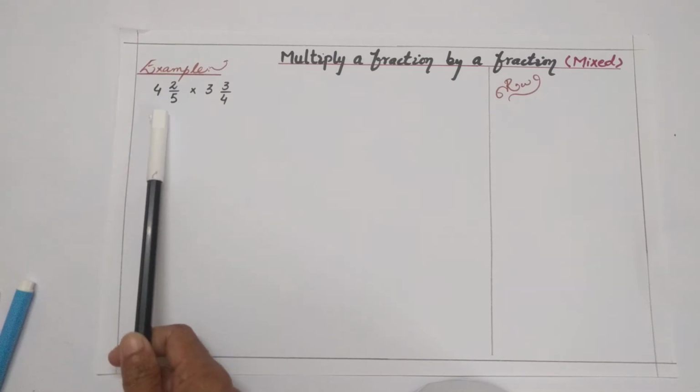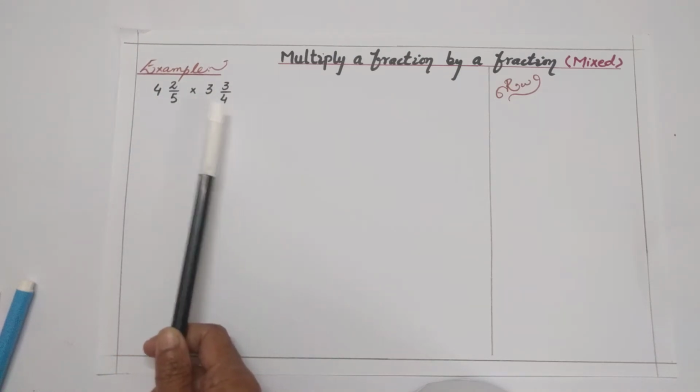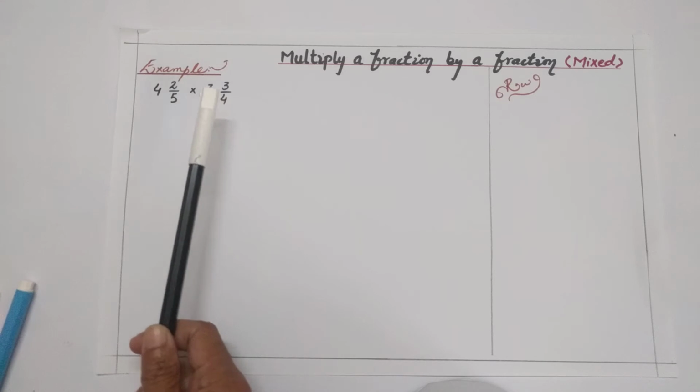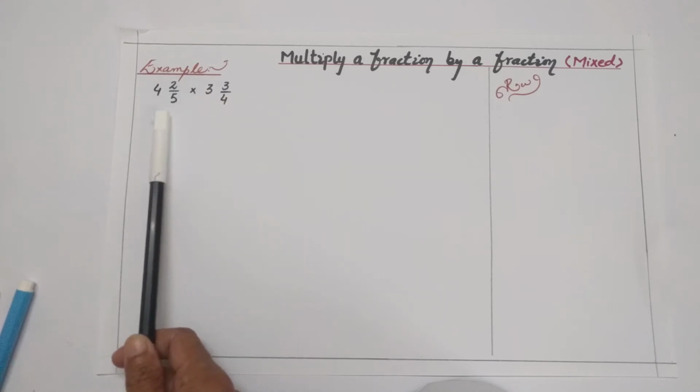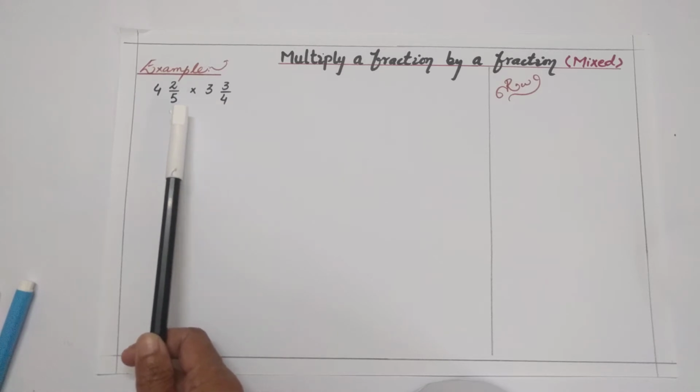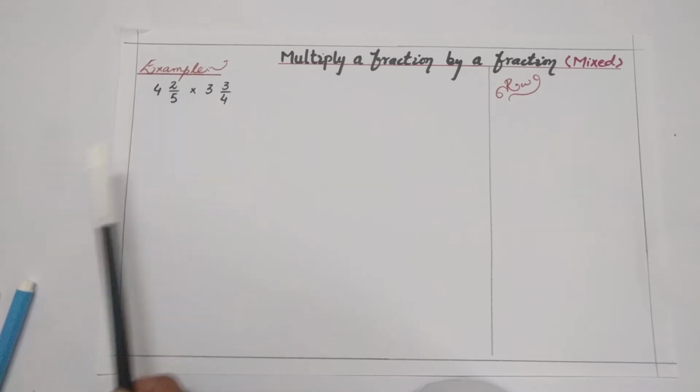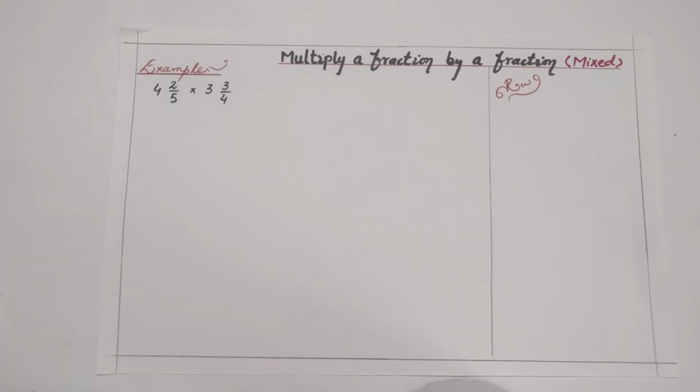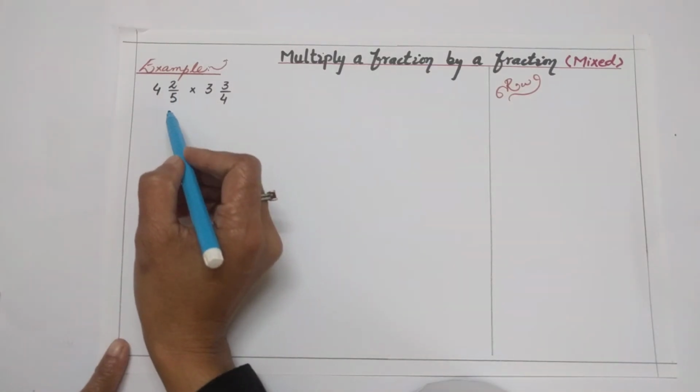The example is 4 2 by 5 multiplied by 3 3 by 4. Both are mixed fractions. So the first step is to convert the mixed fractions into improper fractions. You already learned this in the previous lectures, so here I will just directly start.